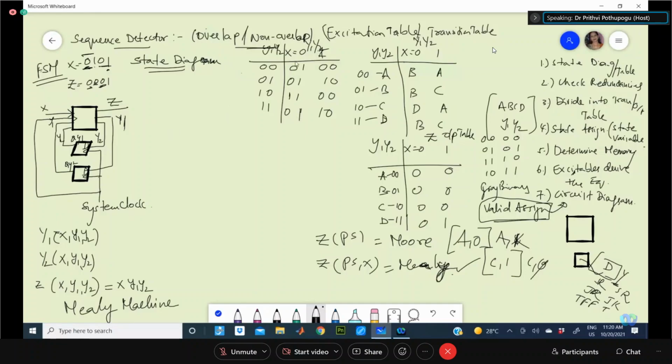Now see here. We need to get the equations of y1 and y2. We are saying these two equations in terms of small y1, small y2 and x. So I can simplify, or I can take this into a K-map, a three variable K-map, wherein this becomes x is 0, 1, y1, y2, this is x is 0, 1.